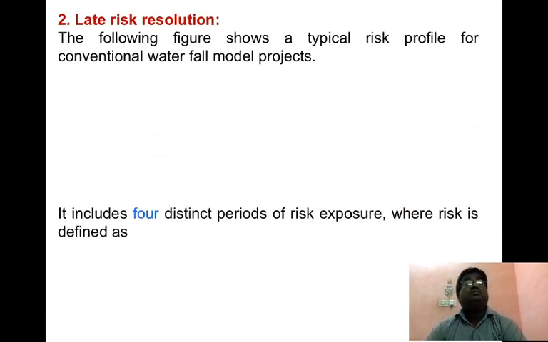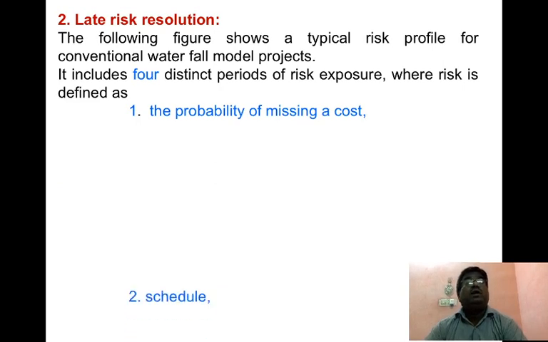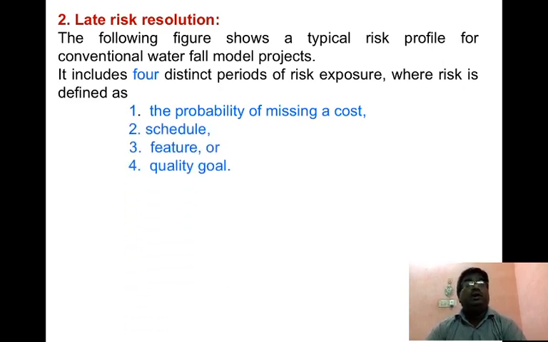Second one, late risk resolution. Late risk resolution. So why does the software product become risky? Why does the project enter into the risk? The product is going to enter into the risk because of the following four reasons. First reason is probability of missing cost. The exact cost is going to be estimated wrong. Exact cost cannot be estimated properly.